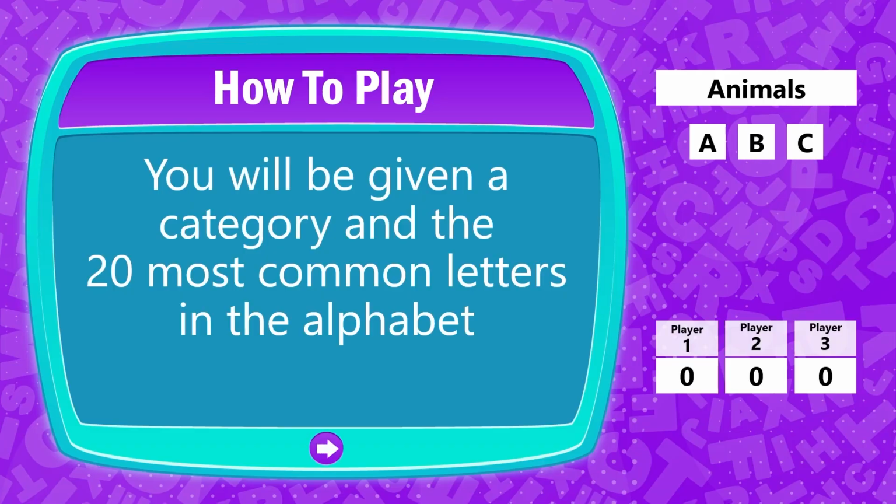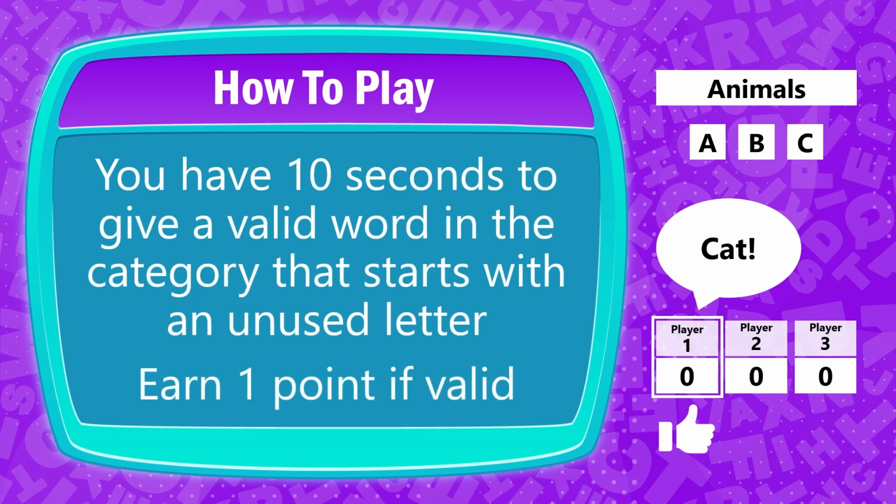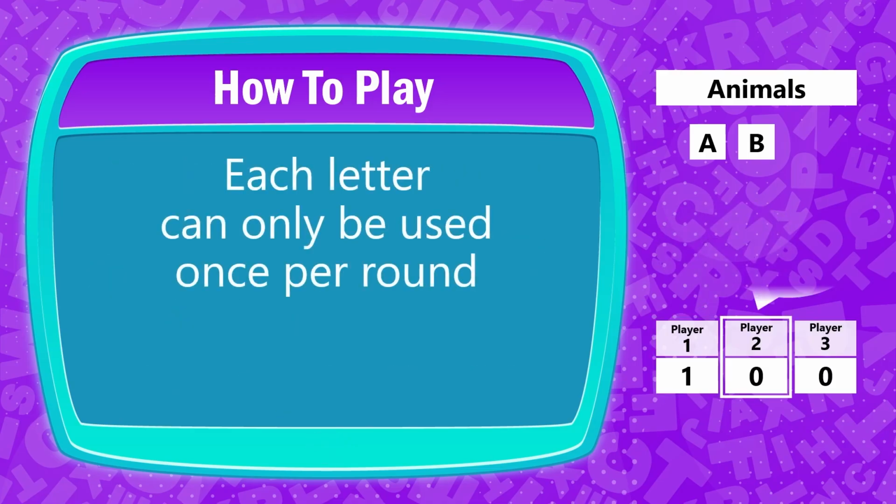You will be given a category and the 20 most common letters in the alphabet. Player 1 has 10 seconds to name a word in the category that starts with an unused letter. They will get 1 point for a valid word. Each letter can only be used once per round.